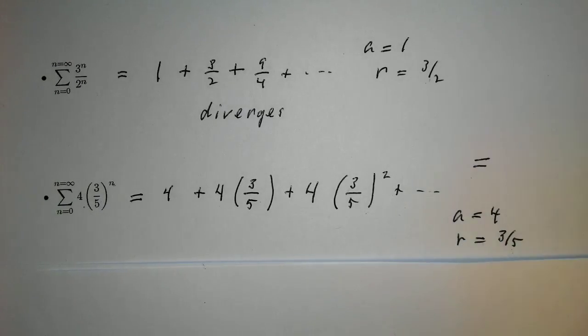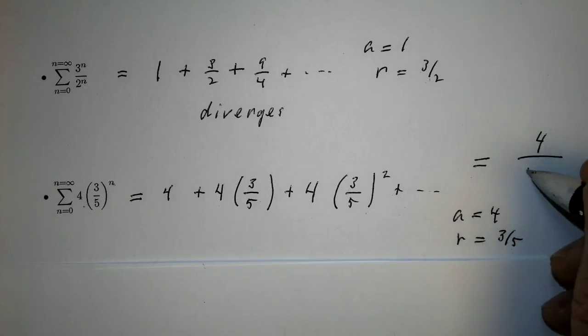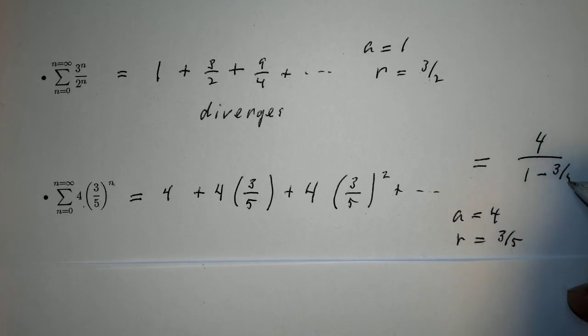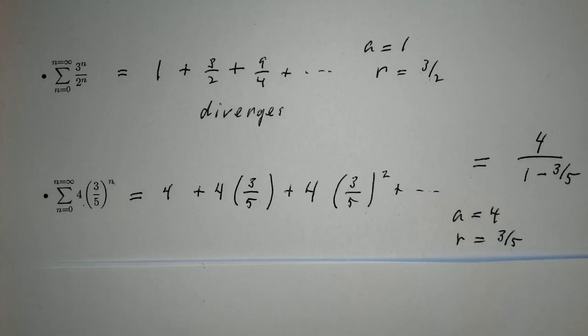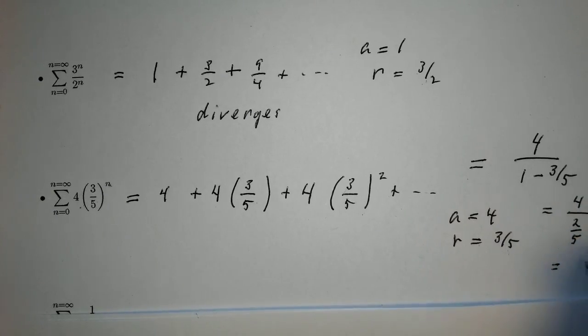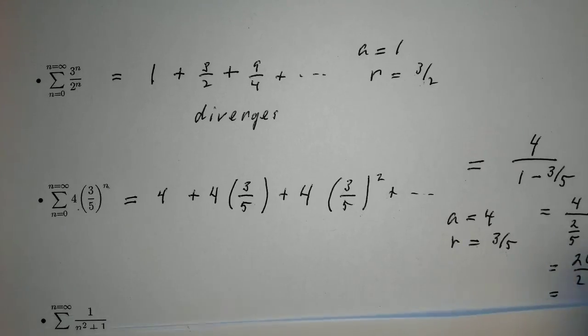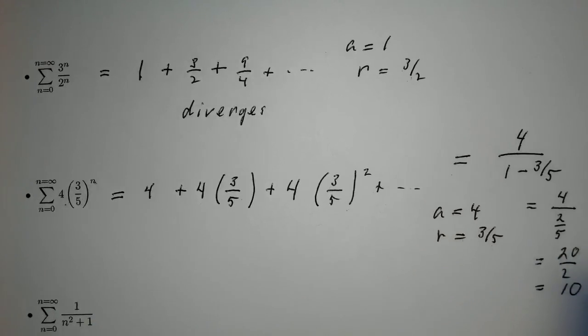So this infinite geometric series adds up to be a over 1 minus 3/5, which is 4 over 2/5. Invert and multiply, that's 20 over 2, which is equal to 10.